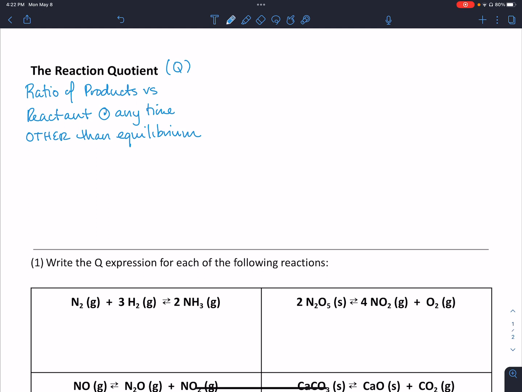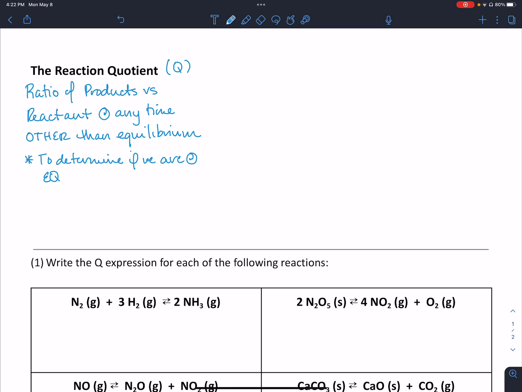We can use this for a couple different things. We can use it to determine if we are at equilibrium. If you know the KEQ value for a particular system at a particular temperature, and then you calculate this ratio of products to reactants under a given set of concentration values and compare the two, if they're equal, you're at equilibrium. If they're not, then you're not.